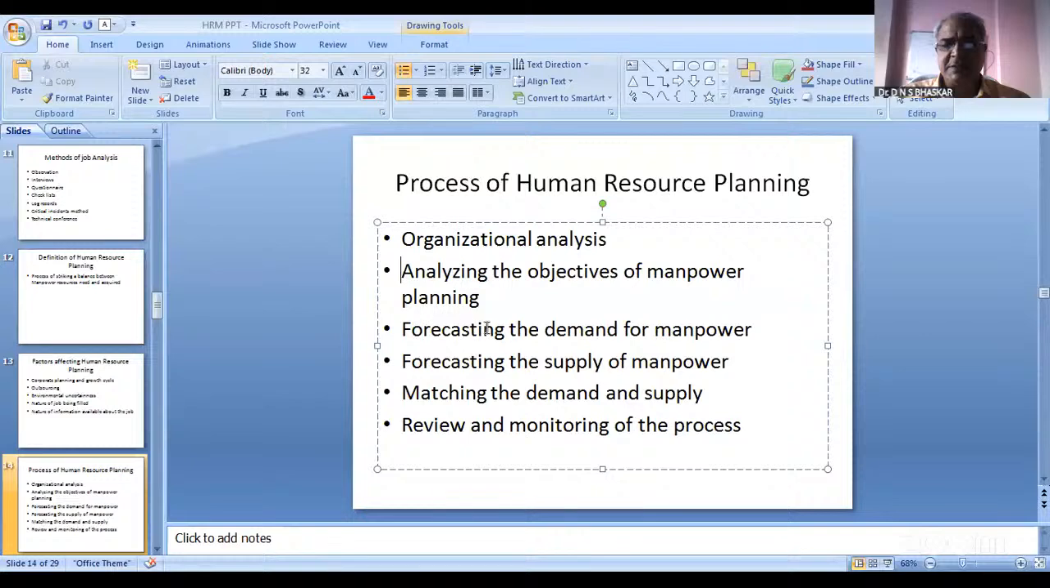Process of human resources planning is that. So we understood what the factors are till now. Then we go for the process, how it is to be done, and what are the various aspects to be considered while going with human resources planning and other aspects in this.